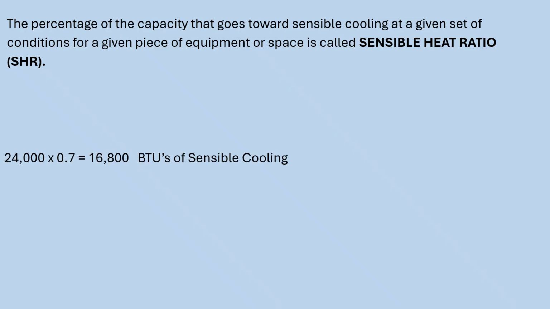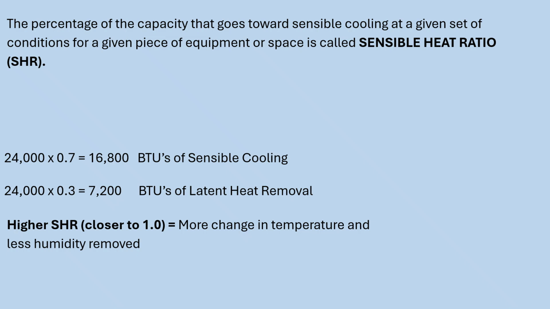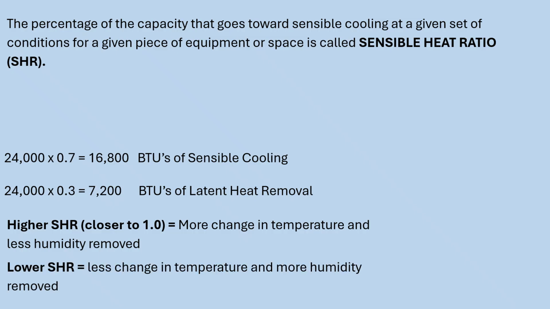So we have 24,000 BTUs of capacity times 0.7 equals 16,800 BTUs of sensible cooling. We take that same number, 24,000 times 0.3, equals 7,200 BTUs of latent heat removal. A higher sensible heat ratio, closer to 1, equals more change in temperature and less humidity removal. Lower sensible heat ratio, less change in temperature and more humidity removed.